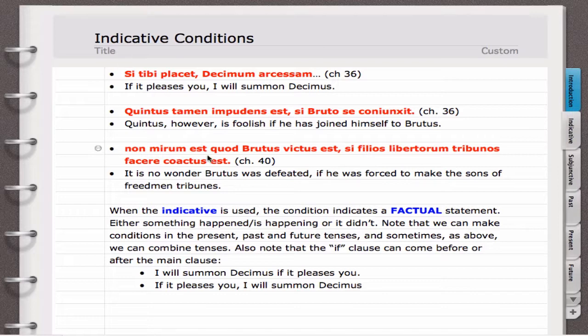And then the last example from chapter 40, Brutus was defeated if he was forced to make the sons of freedmen tribunes. All of these indicate factual statements. Either the thing happened or it didn't. With the subjunctive, however, that will be a little bit different.